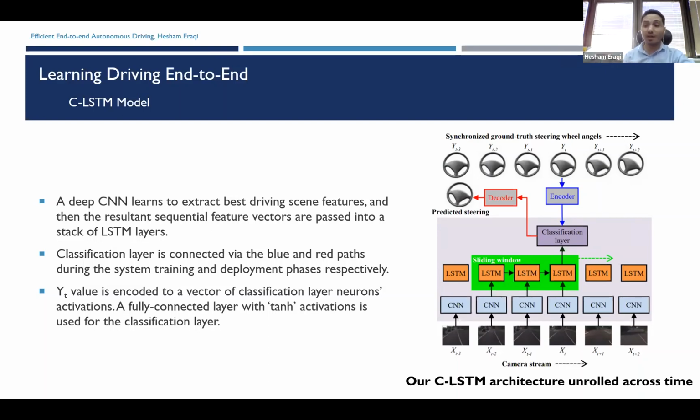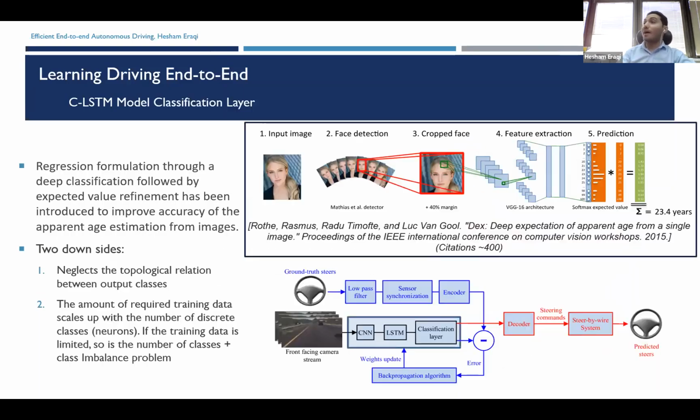learn those temporal dependencies. And inspired by that paper we discussed, we try to pose the problem as a classification problem. But actually, we noticed that there are two drawbacks if you transform the problem into classification, and if you cope with these drawbacks, you can even maximize the gain from transforming the problem into classification.